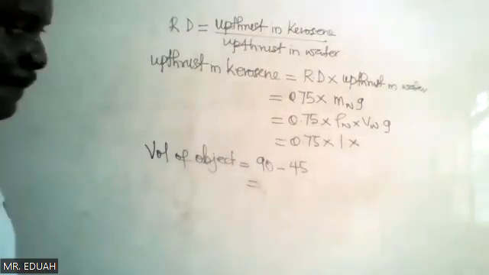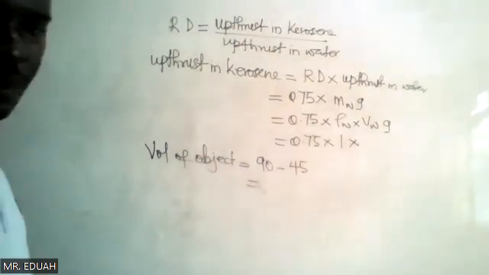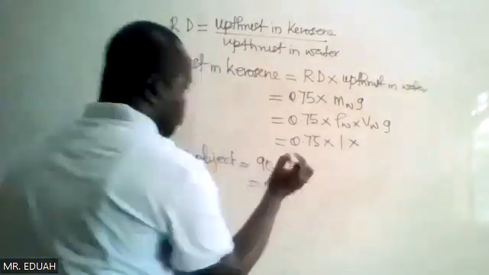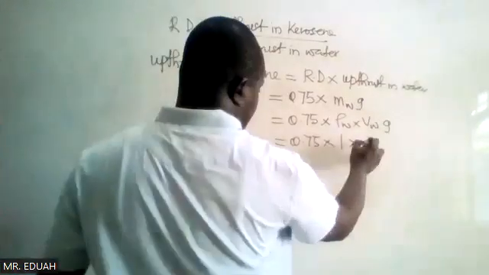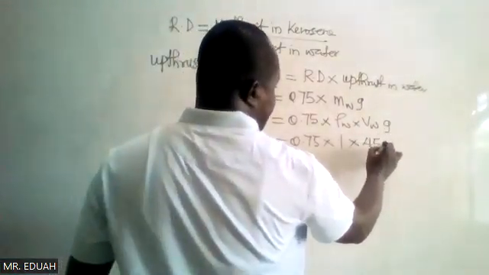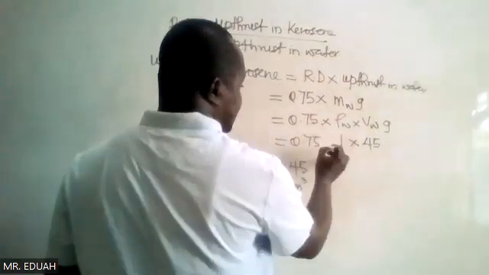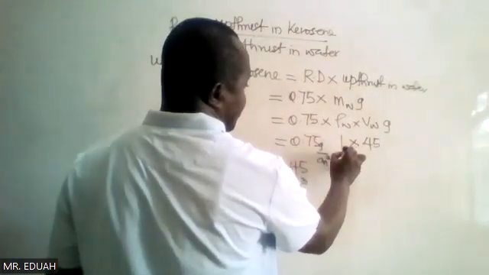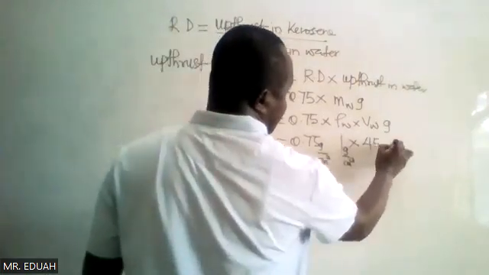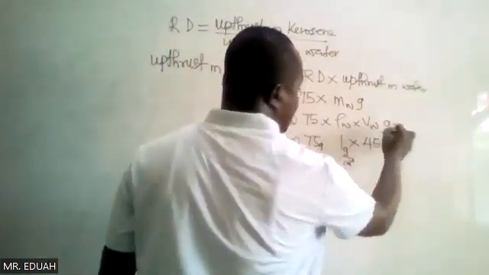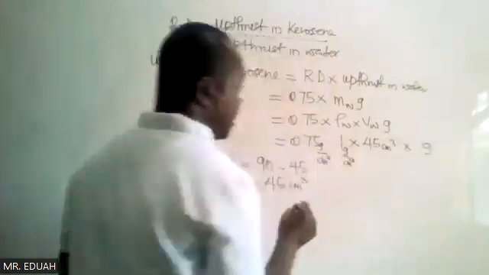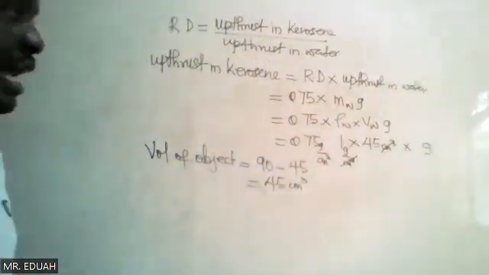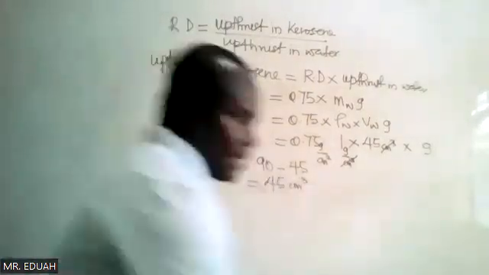Are you with me? Yes, please. Okay, so this is 45 cm cubed. And so that will be the volume of water displaced, 45 cm cubed. So let me bring the units. This is gram per cm cubed, this is gram per cm cubed, and this is cm cubed. We are going to multiply this with gravity. So this and this will cancel out.